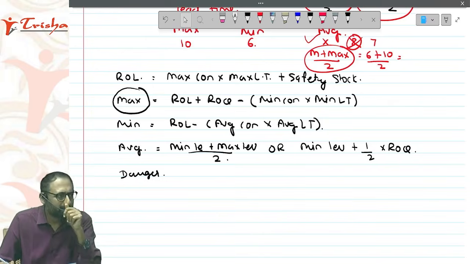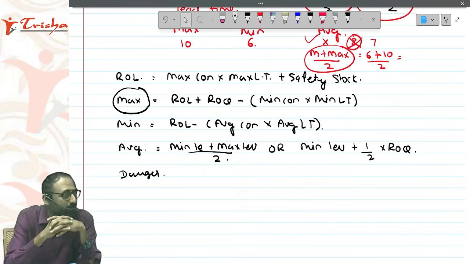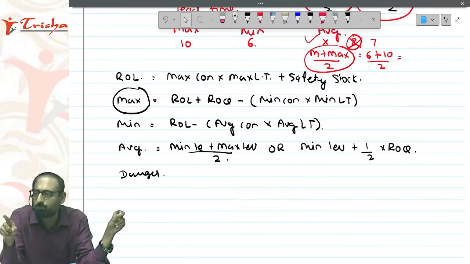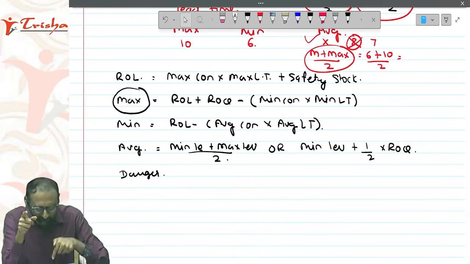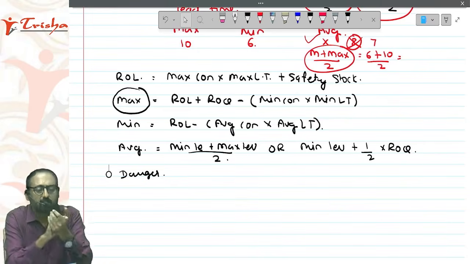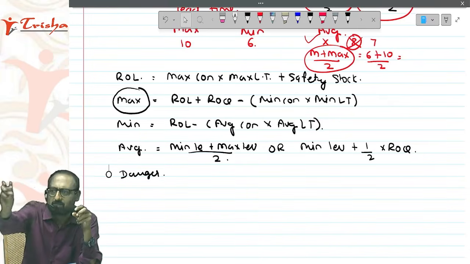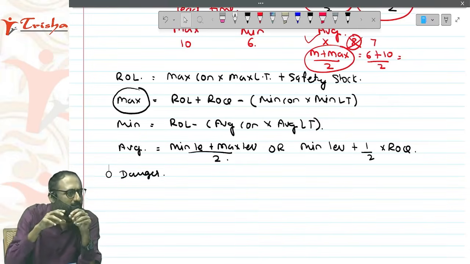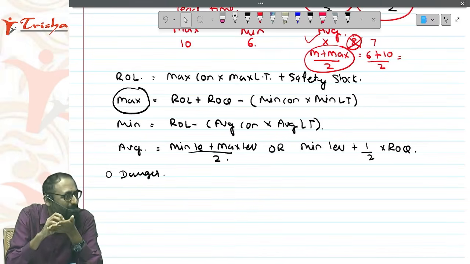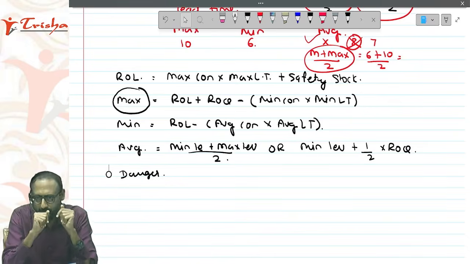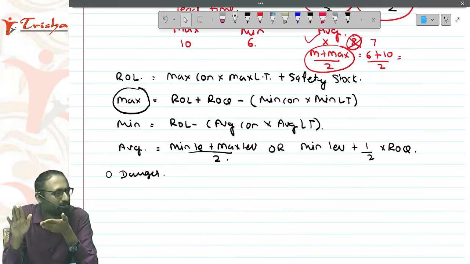Danger level is applicable only if emergency lead time is given in a question. Remember, sir, if emergency lead time is given, then only you will have to calculate danger level. In the examination, they will give the data, maximum consumption, minimum consumption, average consumption, maximum lead time, minimum lead time, average lead time, and they will ask you to calculate all levels. But if emergency lead time is not given, you cannot calculate danger level.